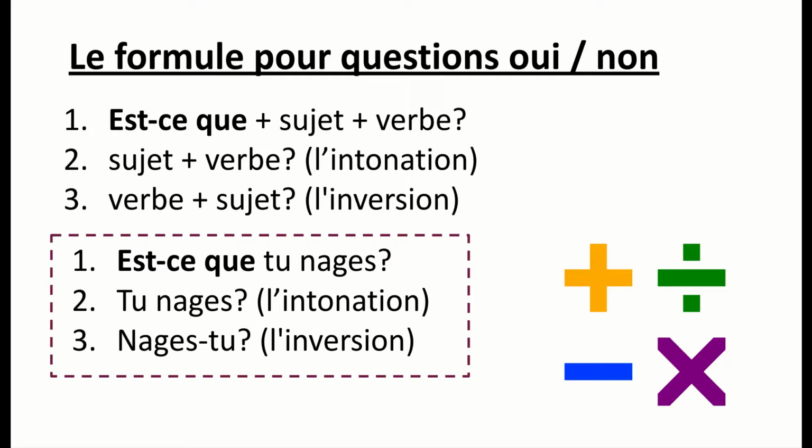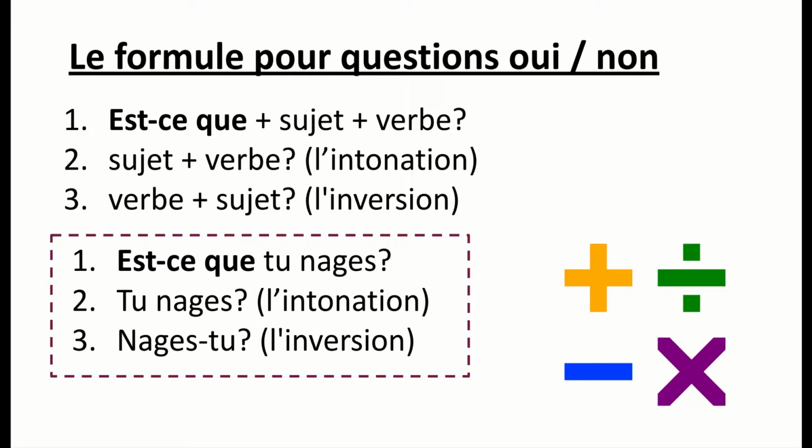Okay, so there's 3 different ways that you can do this. The first one is est-ce que plus the subject plus the verb. And as you can see in the little box down below, I've given a real example. Okay, but first I'm just going to go over the actual formula. So est-ce que plus subject plus verb. And then you could also use, to make a yes/no question, you don't necessarily need est-ce que. Like number 2, you can use intonation, just the sound of your voice, raising your voice. Or you could use inversion. You could put the verb first. You could invert the subject and the verb, put the verb first and the subject second.